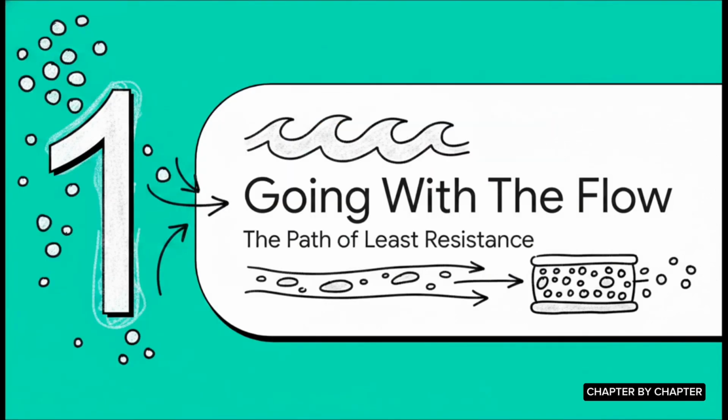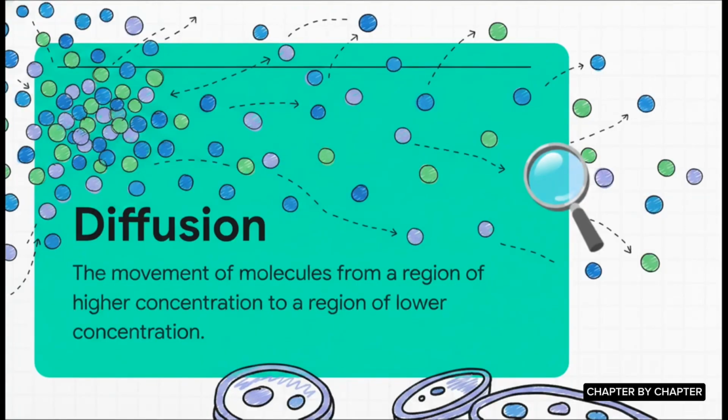Well, let's start with the simplest, most elegant solution in the cell's toolkit. This is the one that takes, believe it or not, zero energy. It's a process called diffusion. And honestly, this is just pure physics. See, molecules are always zipping around randomly, bumping into each other. And because of that chaos, they naturally just spread out. They move from where they're super crowded to where there's more room to breathe. And the best part for the cell? It's completely free. It's passive.